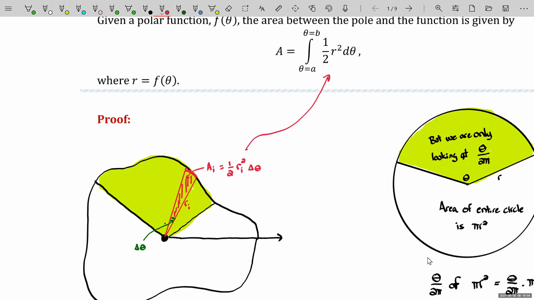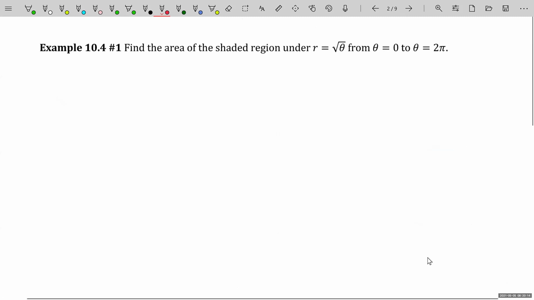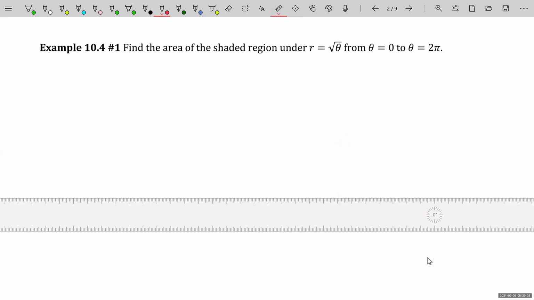The idea is really very nice. As long as you can remember the area of a sector formula, then you can remember the area of a polar region formula. You're just integrating that area of a sector over and over again. All right, so let's actually see it in action. Find the area of the shaded region under r is equal to square root of theta from theta equals 0 to 2 pi. Well, you don't see a shaded region, I hope, unless you can imagine one. I suppose it'd be very easy to imagine one.